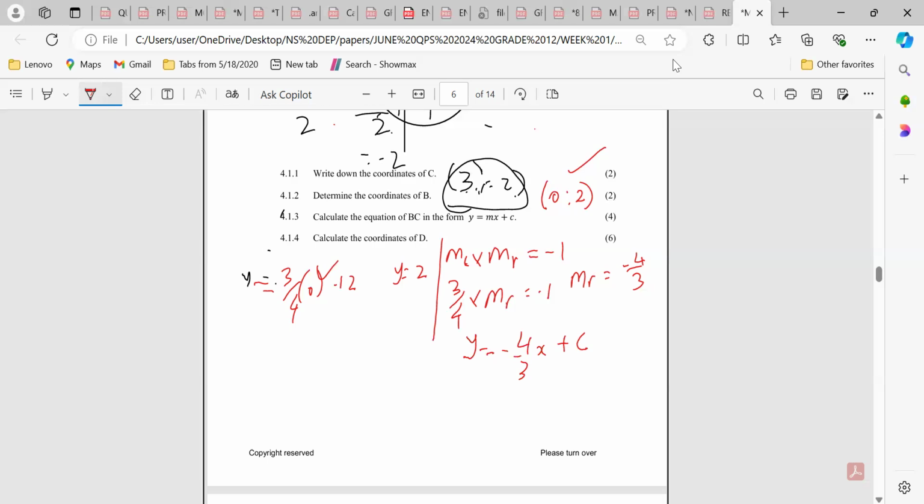If we use point B, we have 2 equals -4 all over 3 times 0 plus c, and we get c is going to be 2. Therefore, our y is going to be equal to -4 all over 3 x plus 2. And then we are done.